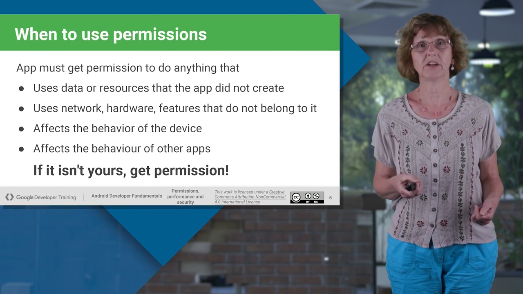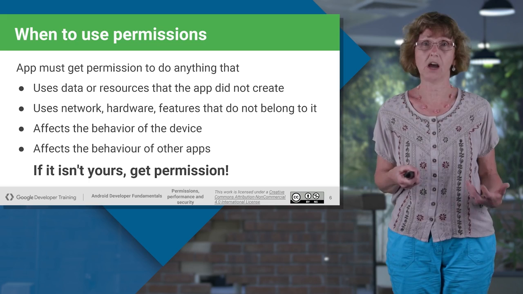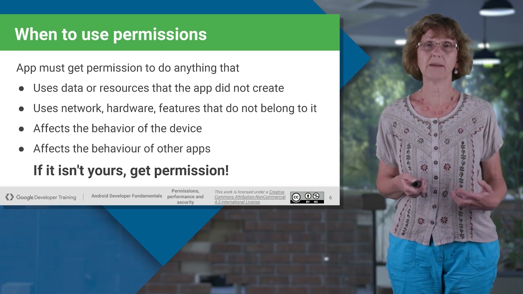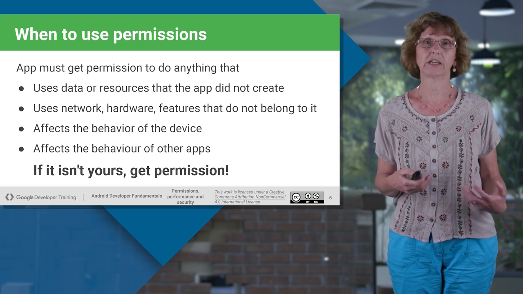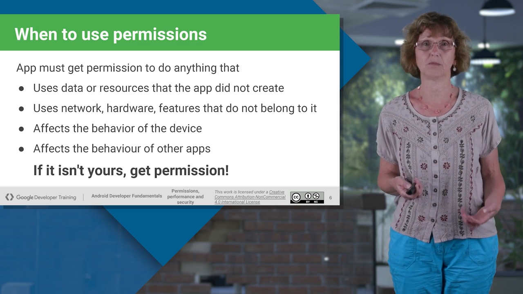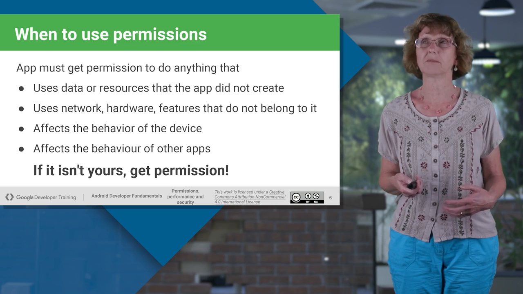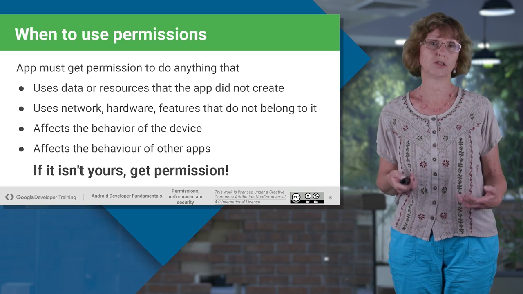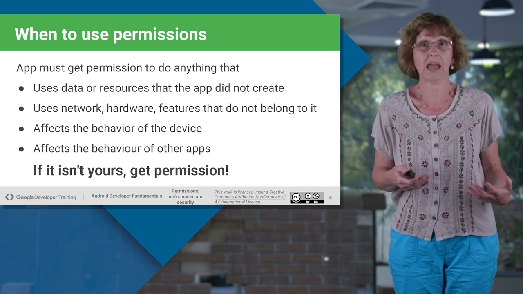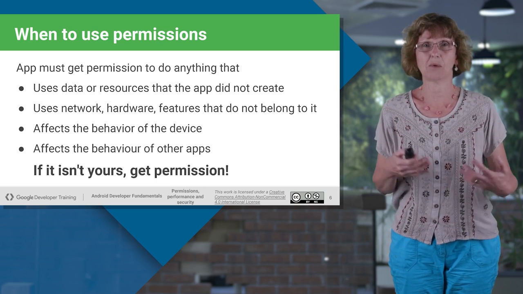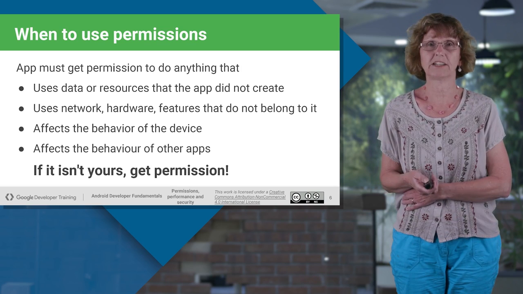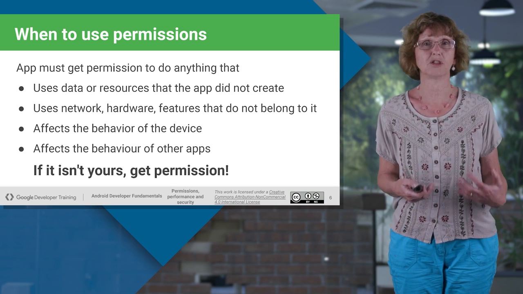So when do you need to ask permission? An app must get permission to do anything that lies outside of the scope of the app itself. If you want to use data or resources that the app didn't create, like the network, obviously the network doesn't belong to the app. It's certainly not proprietary to the app, so the app needs permission to use it.